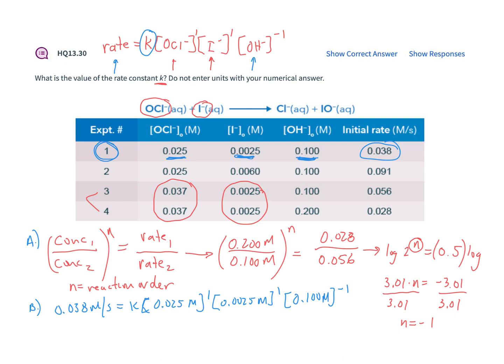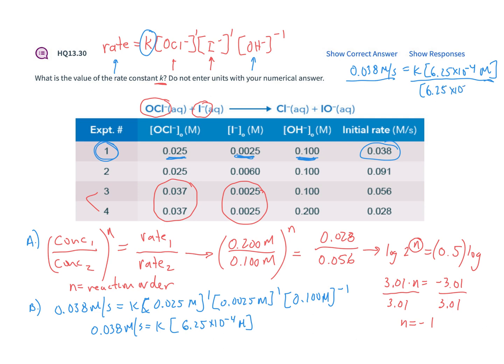Raise those, multiply them, and when I do that, I get 0.038 molar per second equals K times 6.25 times 10 to the -4 molar. I divide both sides by that concentration, 6.25 times 10 to the -4, and I get a rate constant of approximately 61.